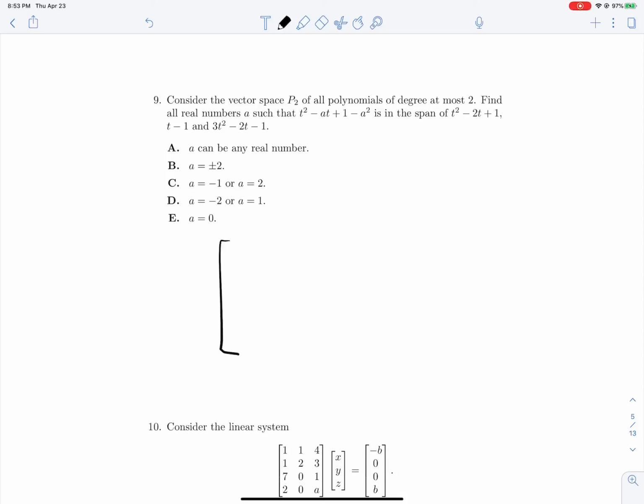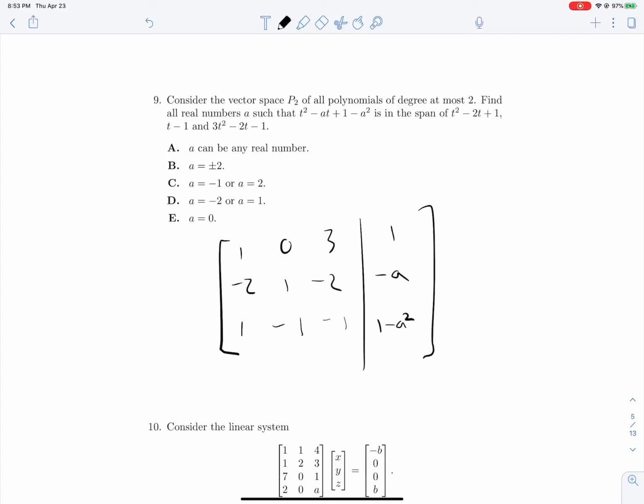So making our augmented matrix, we will have 1, negative 2, 1, 0, 1, negative 1, 3, negative 2, negative 1, and then we're finding the values of A such that 1, minus a, 1 minus a squared is in our span. So we need our system to be consistent, which means when we reduce this, we should get 3 pivots.